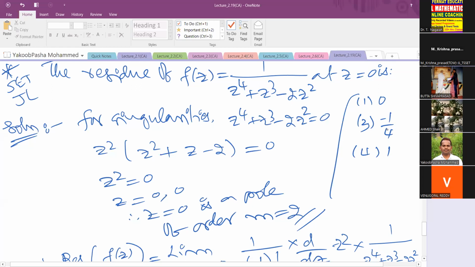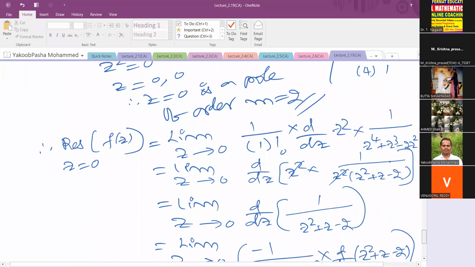First option 0, second option 1/4, and third option minus 1/4, fourth option is 1. So minus 1/4, third option is the right option.